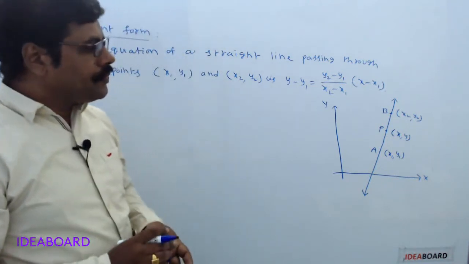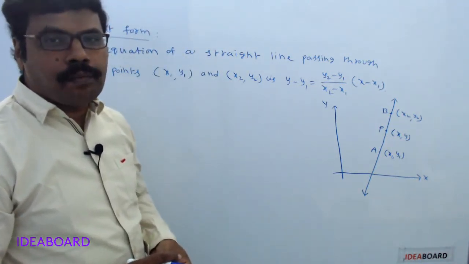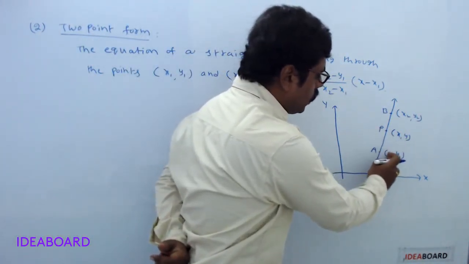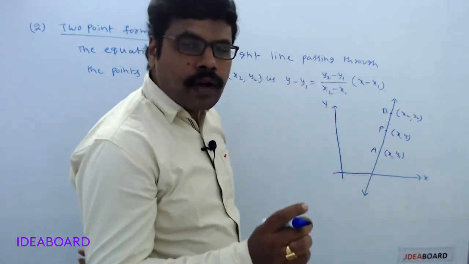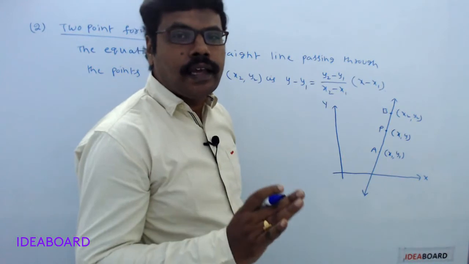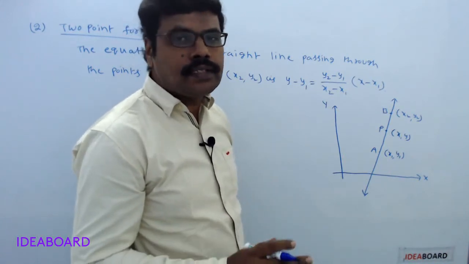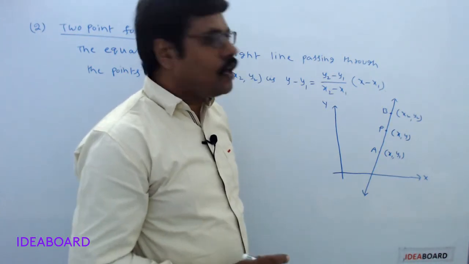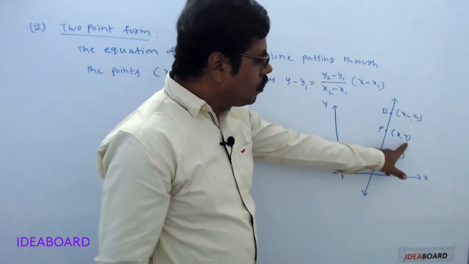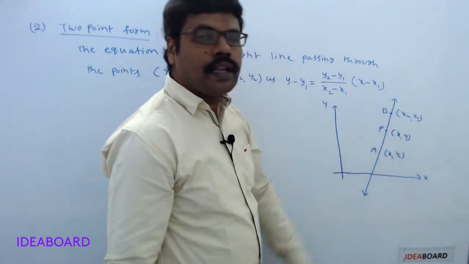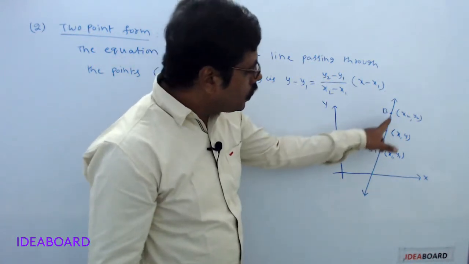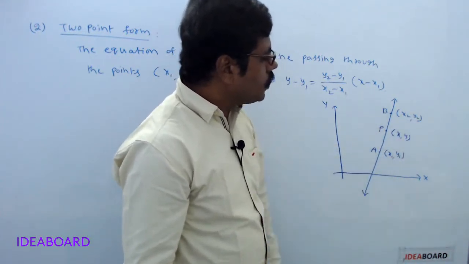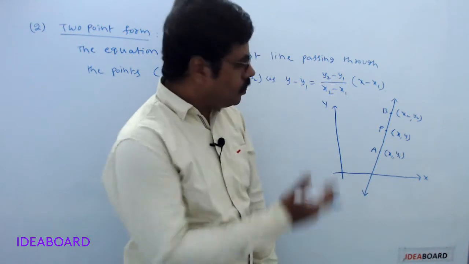Now from the diagram, what is the slope of line AP? Slope of line AP is y minus y1 divided by x minus x1. The slope of a line passing through 2 points (x1, y1) and (x2, y2) is y2 minus y1 divided by x2 minus x1. So by using that formula, slope of AP can be taken as y minus y1 divided by x minus x1. Now again, what is the slope of line AB? Slope of line AB is y2 minus y1 divided by x2 minus x1. Note down those points.